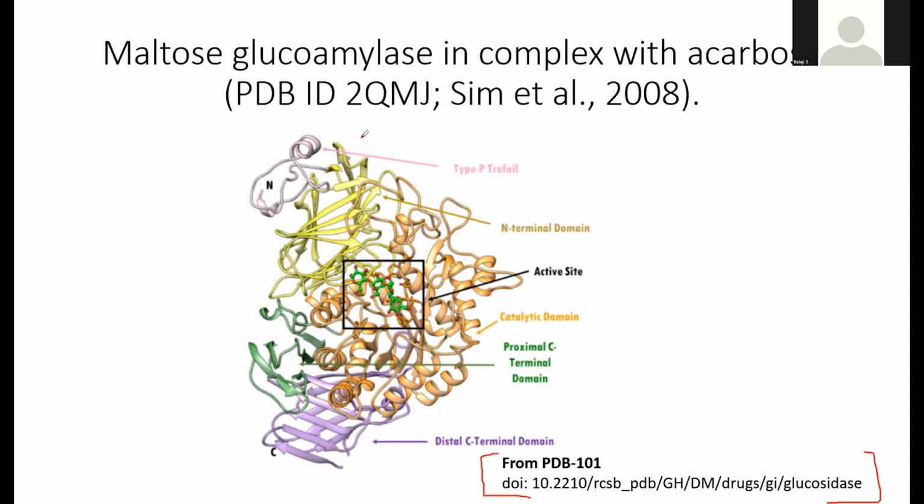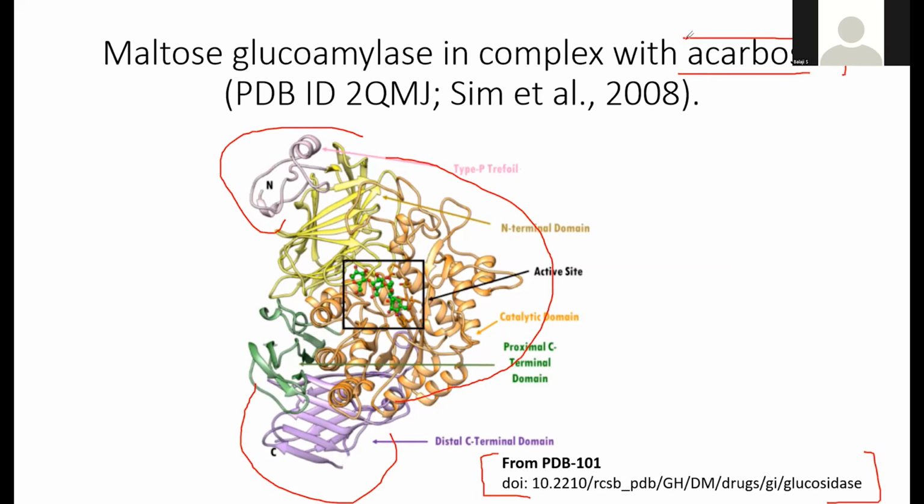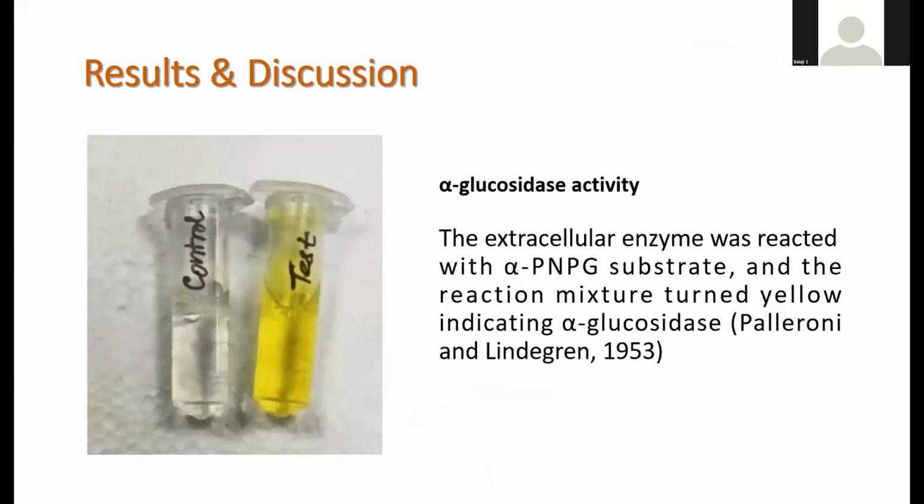You can clearly note there is an N-terminal domain and a C-terminal domain, and the catalytic domain, which is in the middle, and the active site is enclosed in the box, wherein you can see it is already complexed with the drug acarbose, which is an anti-diabetic drug. So that is already complexed right in the center. Since it has some side effects, we wanted to try out some monoterpenes.